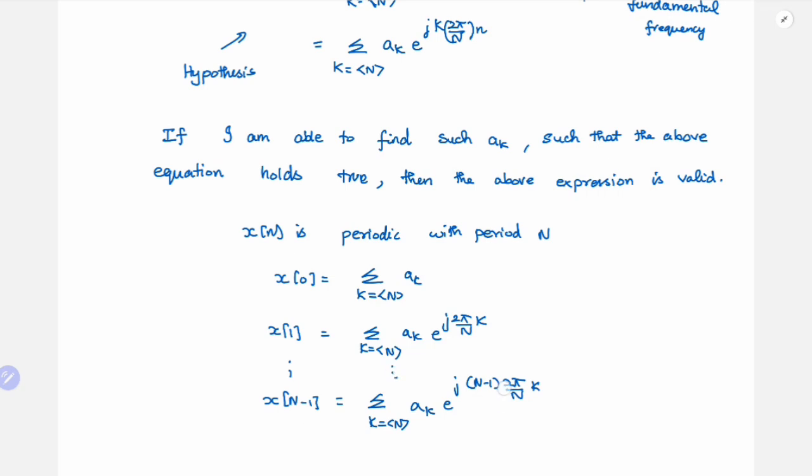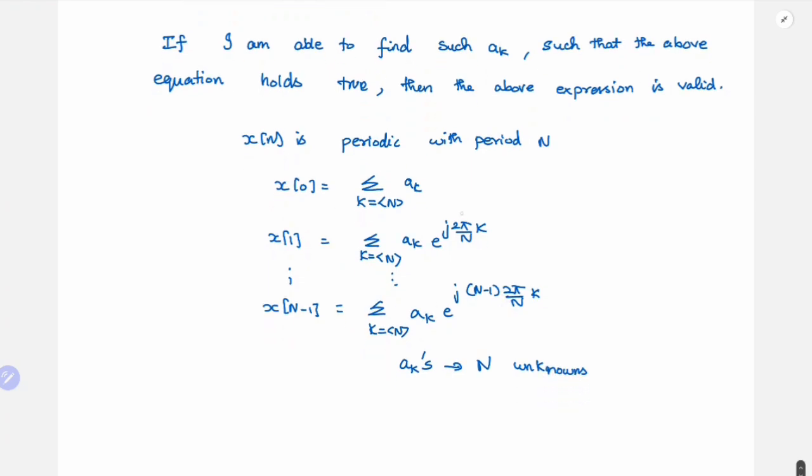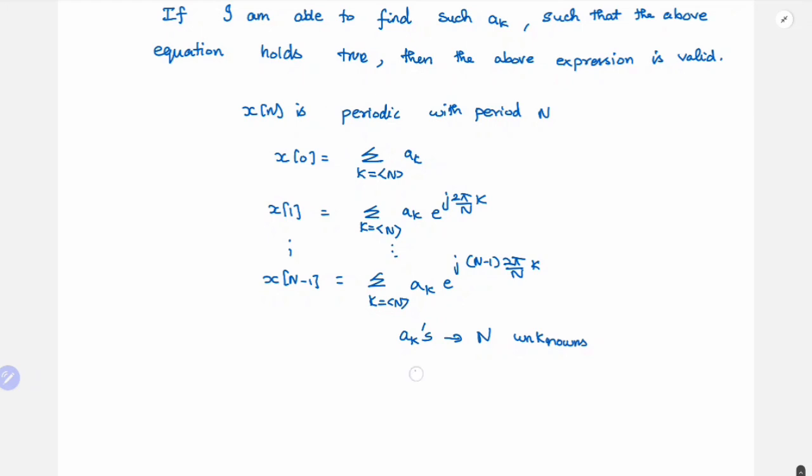So what do I have here? On the right hand side, I have a_k's. How many are there? 0, 1 to N minus 1. So N a_k's are there in the summation, right? N unknowns. And how many equations are there? These are linear equations, right? I again have N equations. And if these N equations are linearly independent, then I can get all the possible solutions.